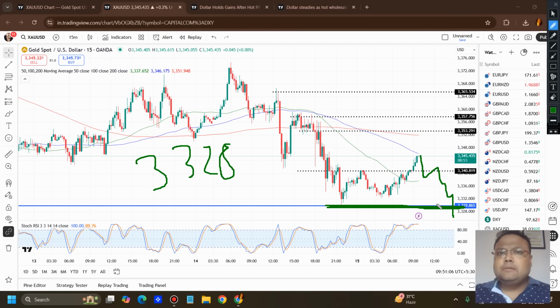We have seen that after 50-60 pips the market price recovers. So if you go for a sell below 3328, keep your target around 22-23. If you see the market showing further potential, then only go for it. Otherwise, just exit at 50-60 pips. Because in a market like this, 50-60 pips is also decent enough.